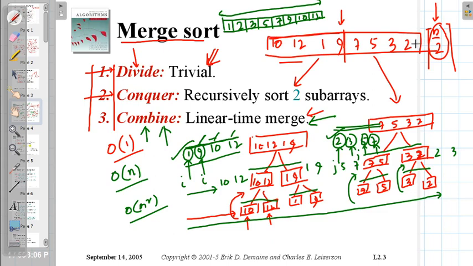To find the mid element it might require a few more arithmetic operations, but it is trivial. So this division process is trivial. Conquer: we have to recursively sort two sub-arrays, and then combine with a linear time merge.